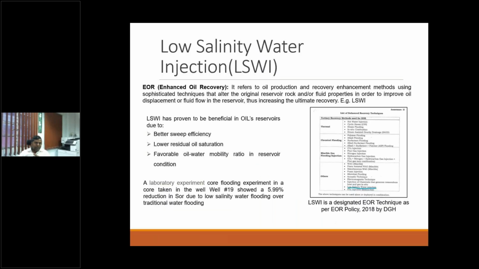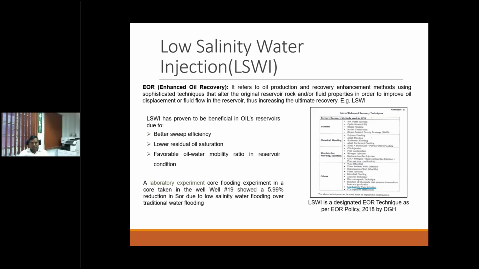Now I am deviating a little from the topic of water injection to define a term from EOR, that is low salinity water injection. This is something you might have heard several times. Generally, the water we are injecting into the reservoir is from the produced water.